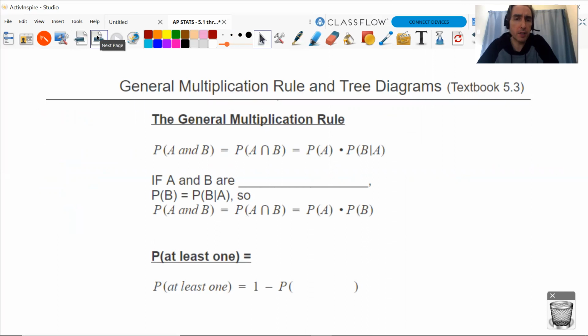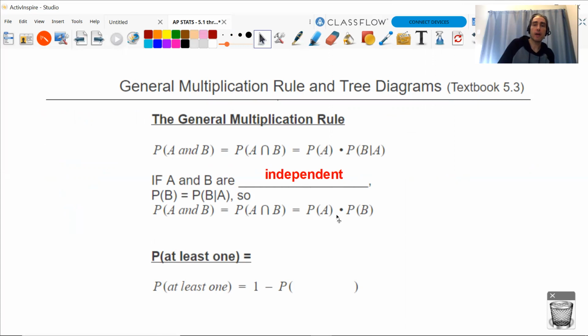So let's summarize what we talked about here. We talked about the general multiplication rule. If I want to know the probability of two things happening, A and B, then I'm going to multiply their probabilities together. If they're independent, then there is no given.